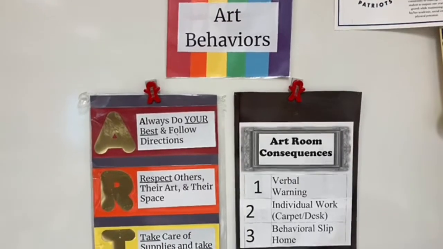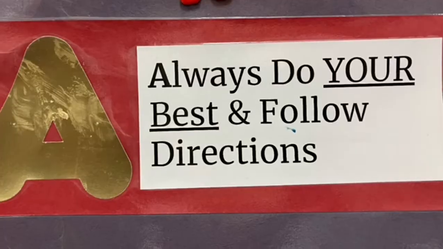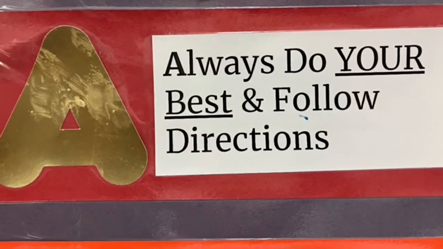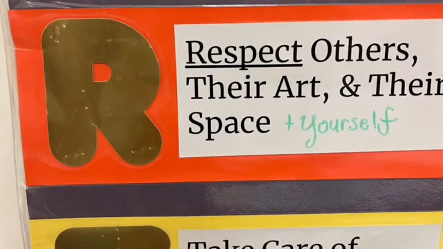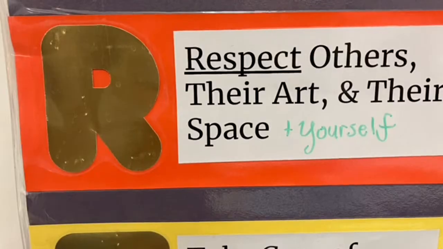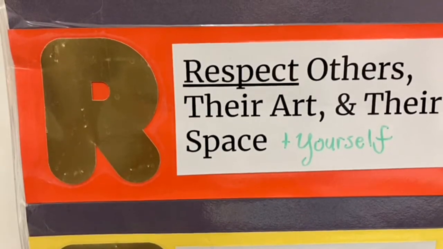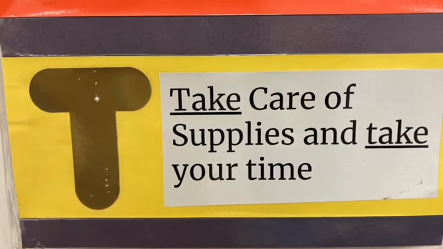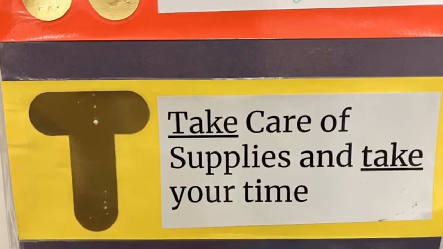So let's start. A is for always do your best and follow directions. That means if you're doing your best in your behavior in art, you're doing our first rule. R is for respect. That's stuff as well as people. Me, you, your friends, people's personal space, and yourself as an artist. T is for take care. So you want to take care of our supplies, but you also want to take care to take your time.